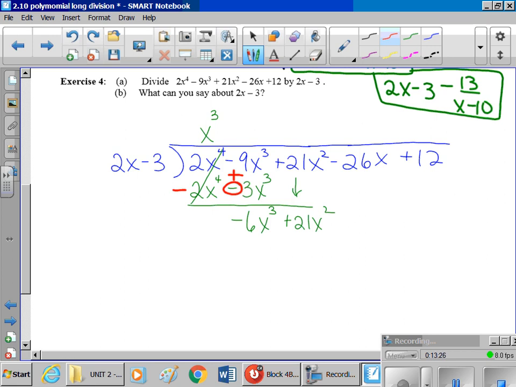So I need to get a negative 6x cubed here. So what I need to multiply by is a negative 3x squared. So that gives me the first one. So when I do this times this, I get that negative 6x cubed. And now I do this one times this one. Negative times a negative is a positive. So positive 9x squared.